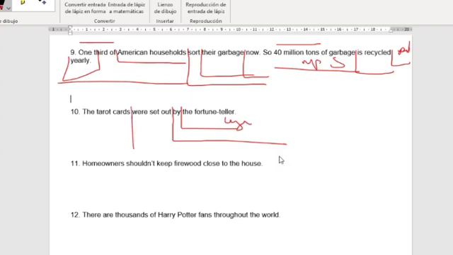Where set out? What is this? Auxiliary. And this? Auxiliary. What is this? That is a past participle. And then the MVP status is? Past passive. You see, it's tricky. And then we have the tarot cards, noun phrase, subject. And that is the grammatical subject.